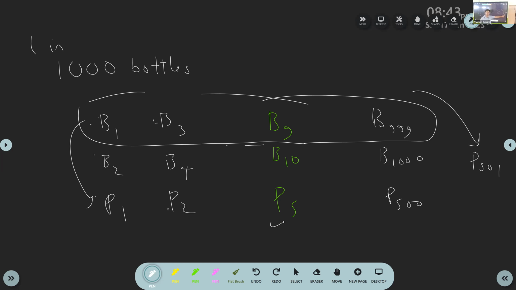Depending on whether this person dies or not, we have the answer. If this person also dies, then which of the bottles is the poison? If P5 dies but this person does not die, then... Sir, yes.